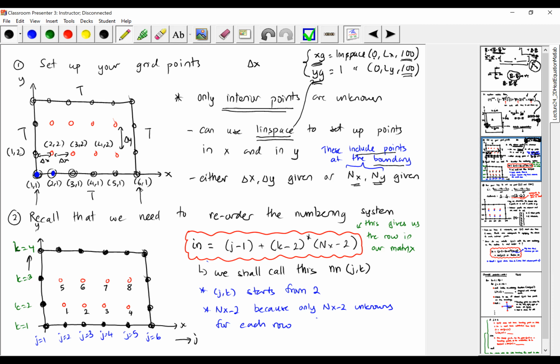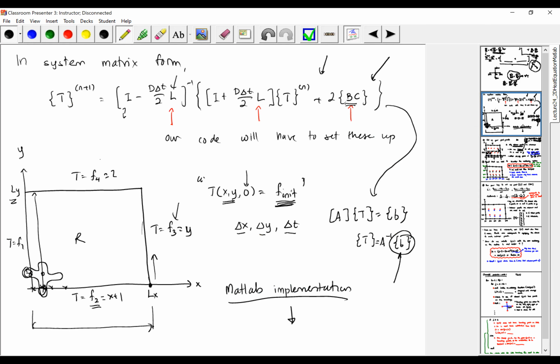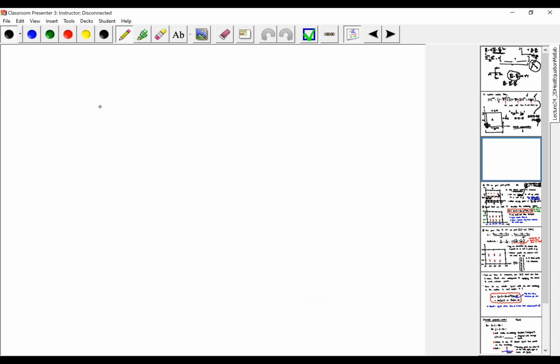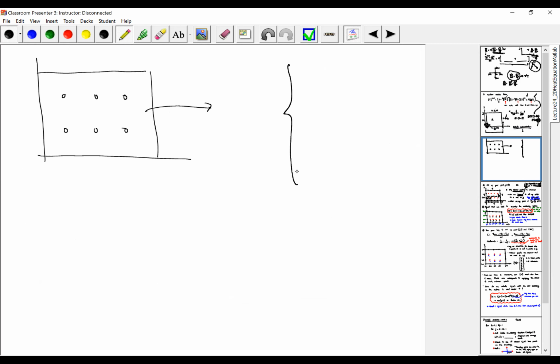That is straightforward. Now in the second step, if you recall from yesterday's lecture, let me get a new slide. If this is your grid points like this, let's say you have 6 unknowns in the center, you want to orient this such that when you write your column vector, it is written in terms of the 6 unknown points that you have over here.